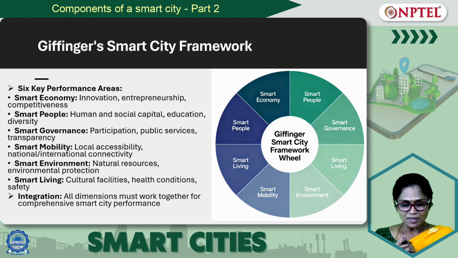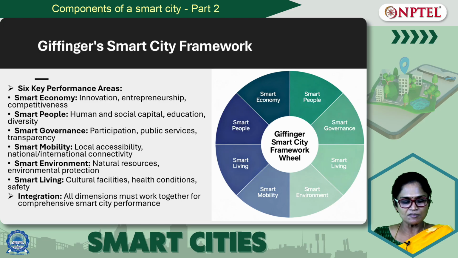And then smart people involves human and social capital, like education, diversity, whether residents are educated and diverse, or engaged, etc. And then smart governance, which covers participation, which is very crucial, and public services, transparency in government, responsive and inclusive.